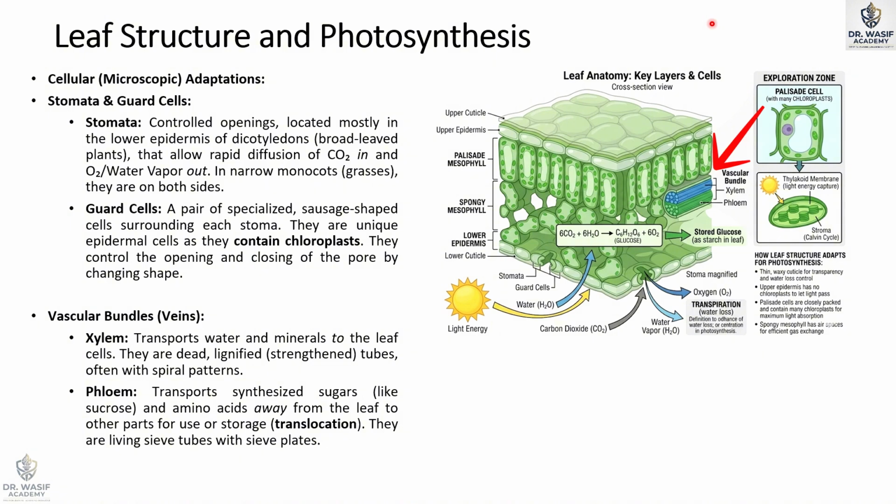Then we have the phloem. This is the phloem. Phloem are living sieve tubes which carry the food the leaf has made. This food is mostly in the form of sucrose. So phloem sieve tubes are responsible for bringing food from the leaves to the other parts of the plant. This movement of food is called translocation.